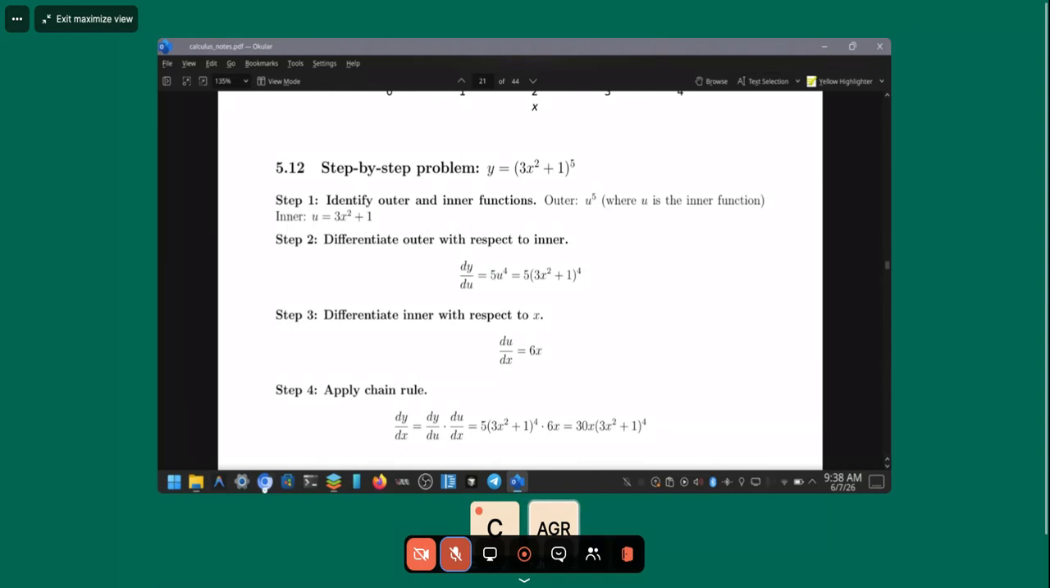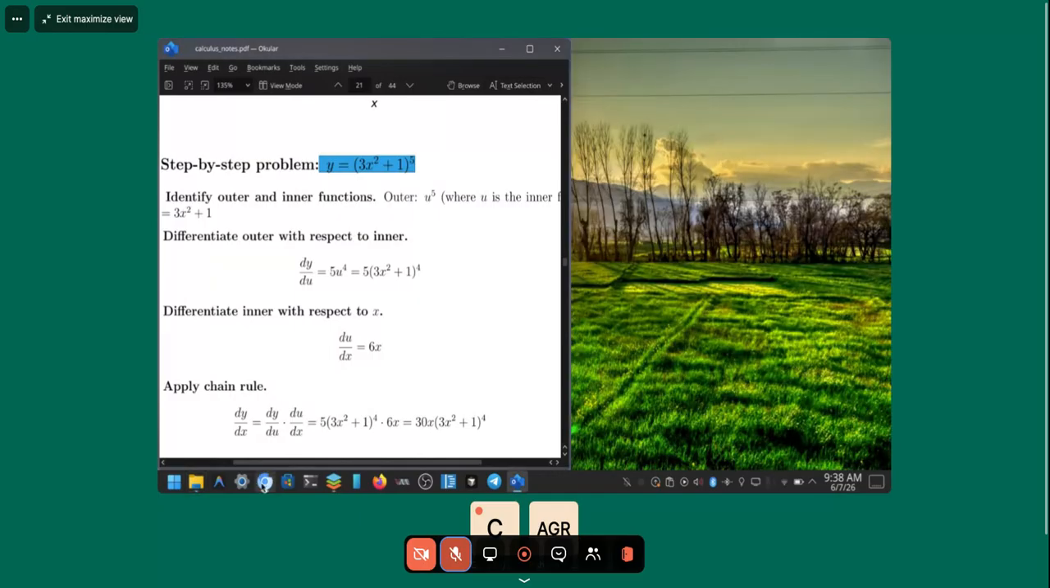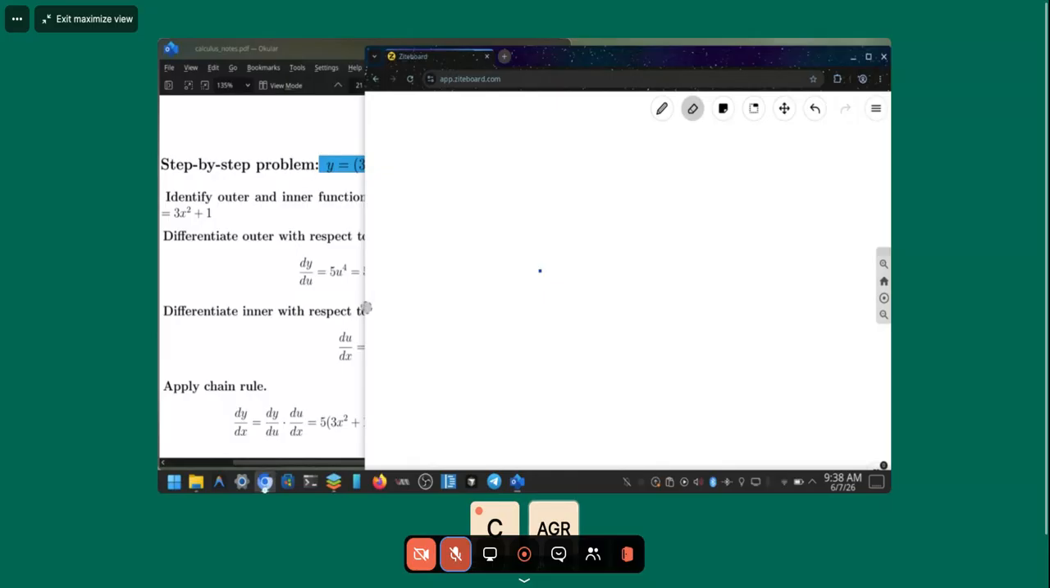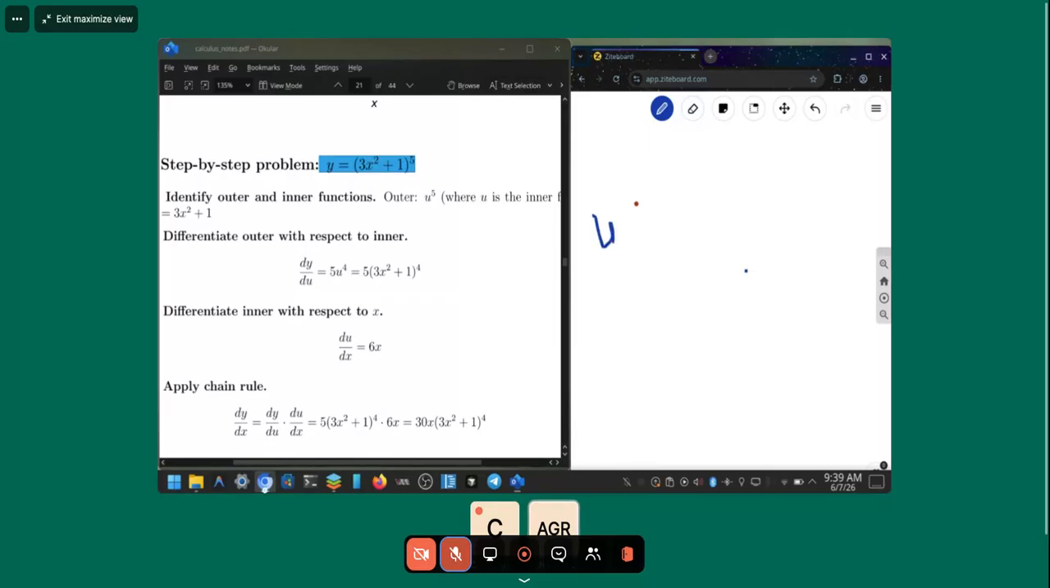Let's understand it with an example, step by step: y is equal to (3x square plus 1) to the power of 5. Identify the outer and inner function. The outer function is u to the power of 5, while the inner function is 3x square plus 1.